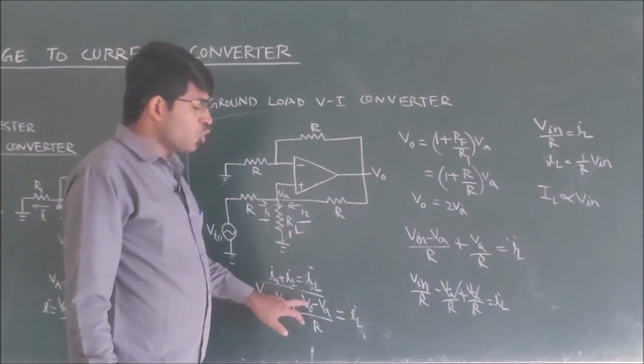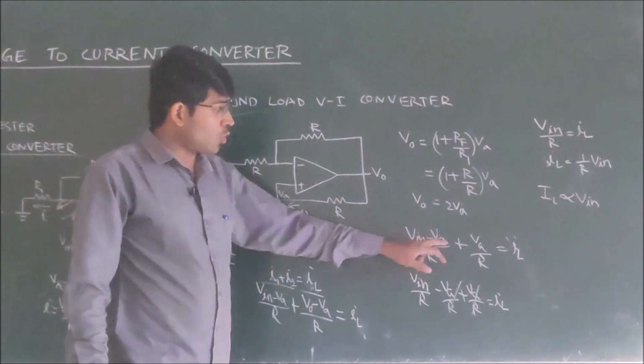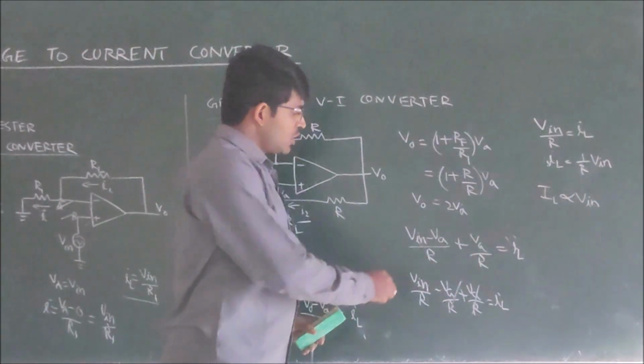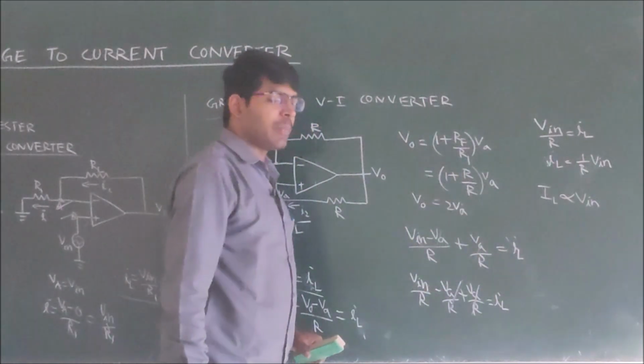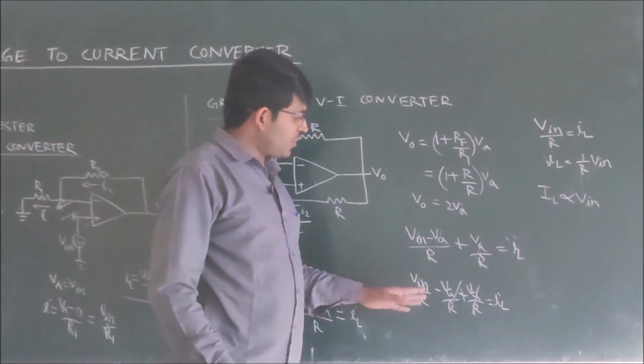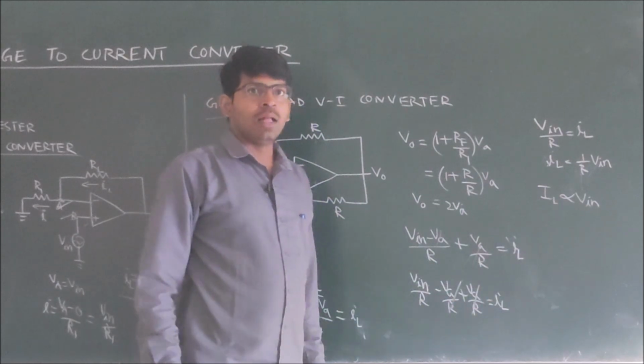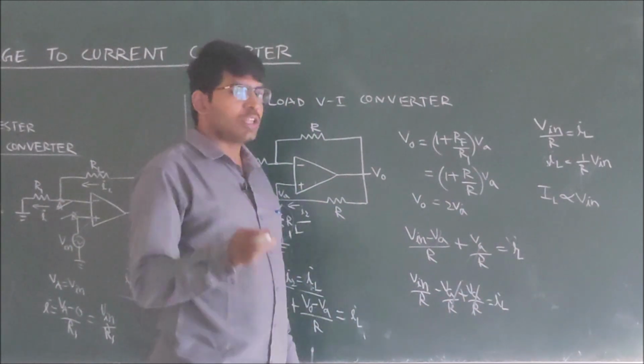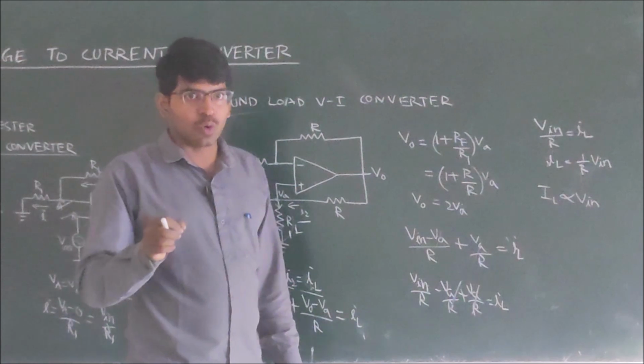Now we substitute V0 equal to 2VA, and the equation becomes V in minus VA by R plus 2VA minus VA by R, which is equal to VA by R. So this plus VA by R and this minus VA by R will be cancelled. Finally we get V in by R is equal to IL. The output current is absolutely dependent on the input voltage, that's why it is called a voltage to current converter.